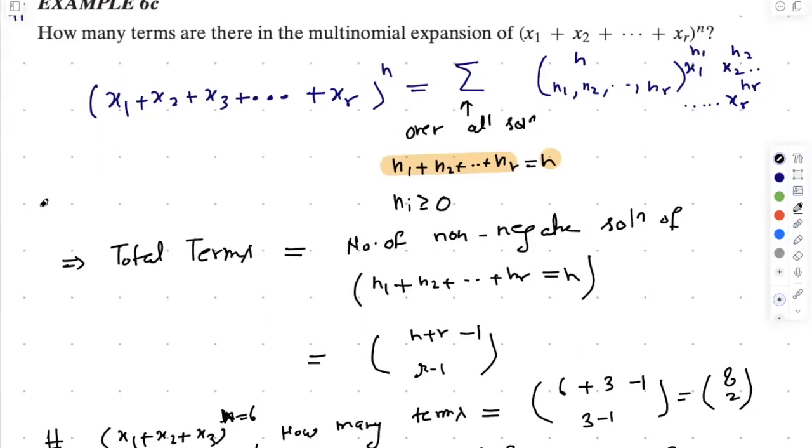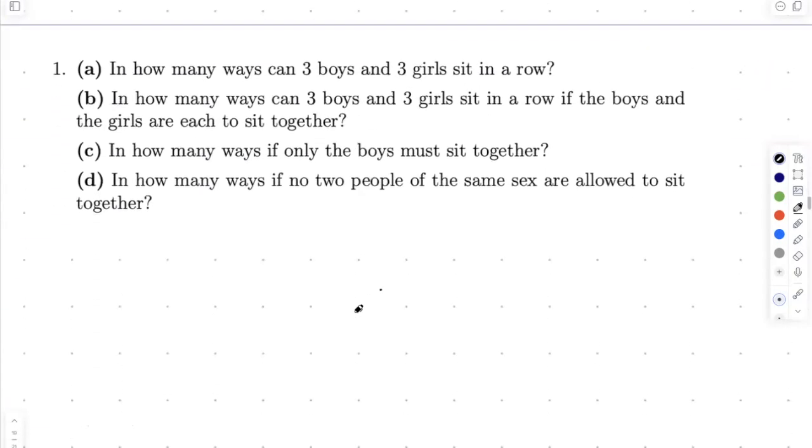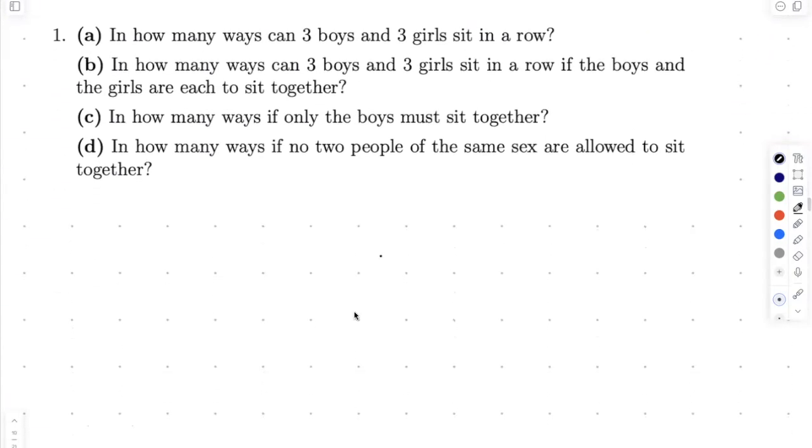Now let us talk about some more questions based on permutation and combination given in the practice sessions. The question here, the first question: in how many ways can three boys and three girls sit in a row?